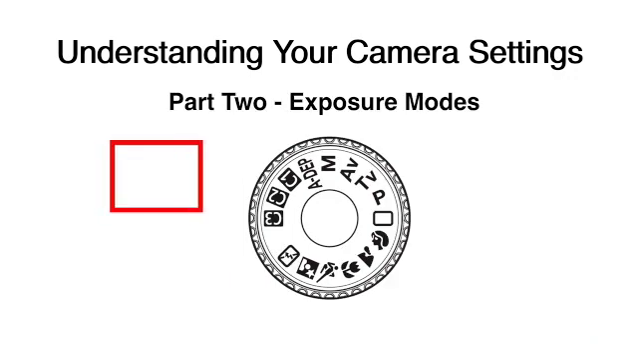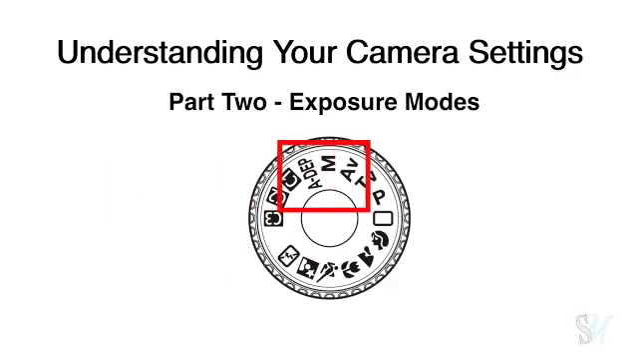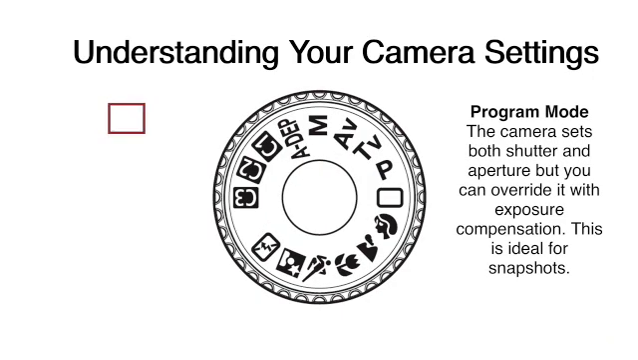Part 2. Exposure modes. Program mode, the camera sets both shutter and aperture, but you can override it with exposure compensation. This is ideal for snapshots.